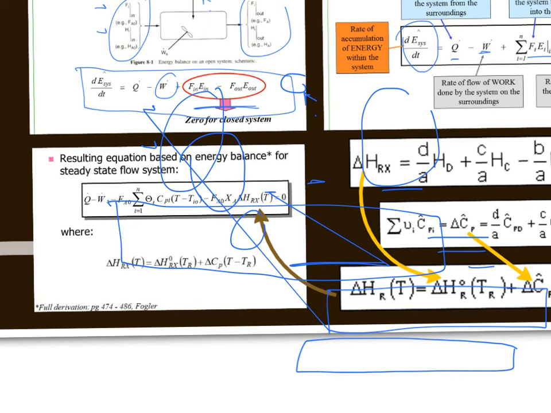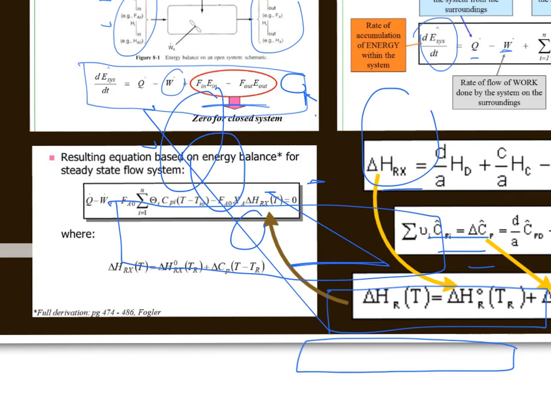The resulting equation, based on the energy balance for a steady state flow system, will become Q minus the work done, minus FA naught times the sum of theta i CPi times (T minus Ti naught), minus FA naught XA times delta H of reaction, equals 0. How do you get this? I will give you a self-learning note where you will need to read from the textbook. It will give you guidance on how you can prove this.